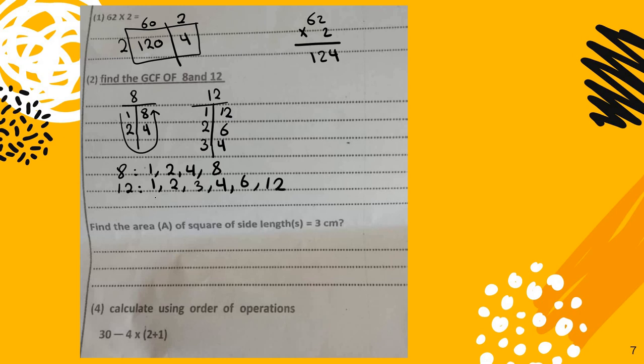Let's circle the common factor. يعني إيه common؟ اتفقنا common means what؟ المتشابه. 1 and 1. 2 and 2. I have 4 and 4. حاجة تانية؟ لا. Which one is the greatest? So the greatest common factor is 4.